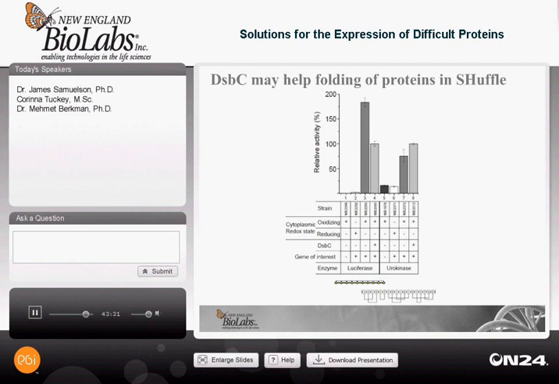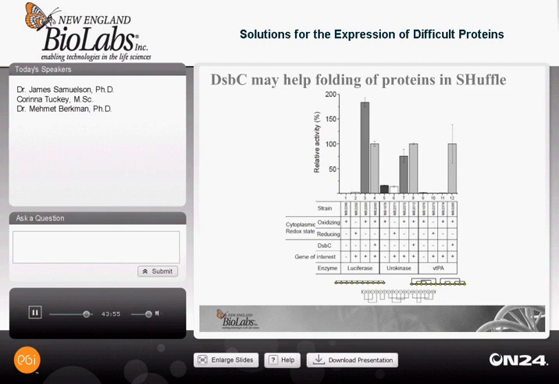While another protein, tissue plasminogen activator, is a protease. This protein could only be expressed in SHuffle cells and not in oxidizing cytoplasmic strains. So whether your protein requires DsbC or not will depend on your protein, but we believe that the general tendency will be that DsbC is helpful, as it has an isomerase and a chaperone property.